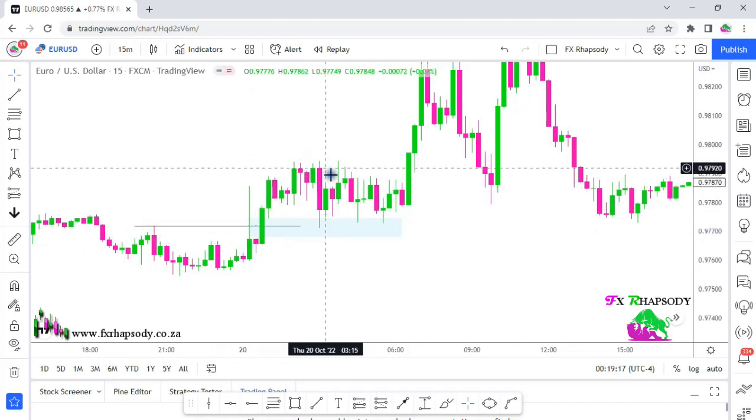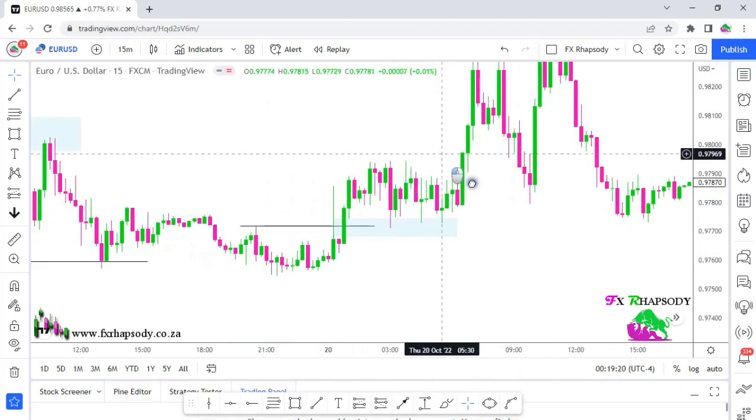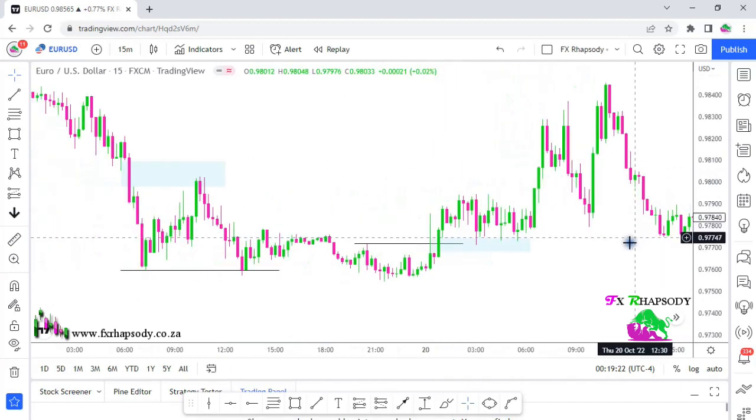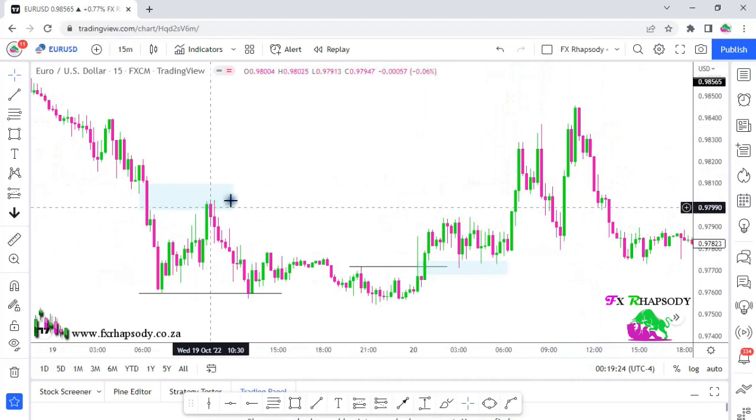Price going, tapping into that liquidity. Right, so where is your target? If you enter there, your target is obviously your previous high. So I'm just going to take this out.